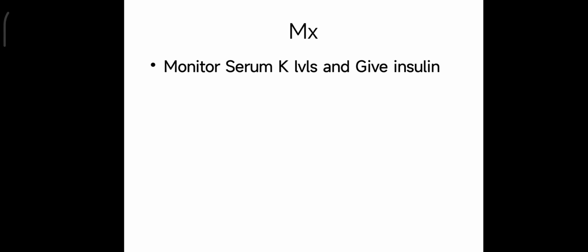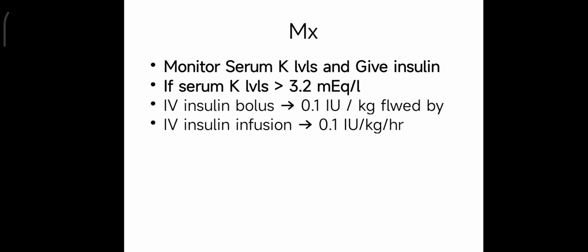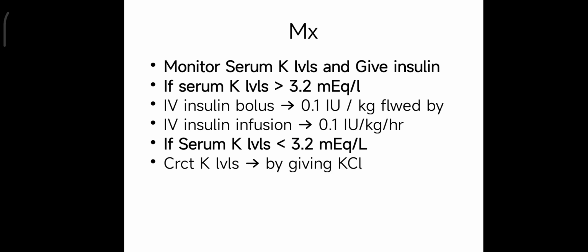Regarding insulin therapy, you should first monitor the serum potassium level. If the potassium level is less than 3.2 milliequivalents per liter, you should not start insulin. Whereas if the serum potassium level is more than 3.2 milliequivalents per liter, you can give insulin bolus. IV insulin bolus 0.1 international unit per kg, followed by IV insulin infusion 0.1 international unit per kg per hour. If serum potassium levels are less than 3.2 milliequivalents per liter, as I said, you should not give insulin. You should first correct the potassium level by giving potassium chloride. You should also correct the metabolic acidosis by giving sodium bicarbonate.